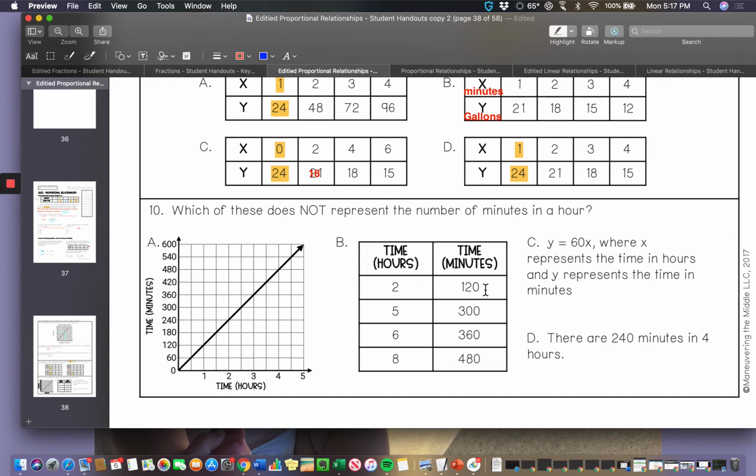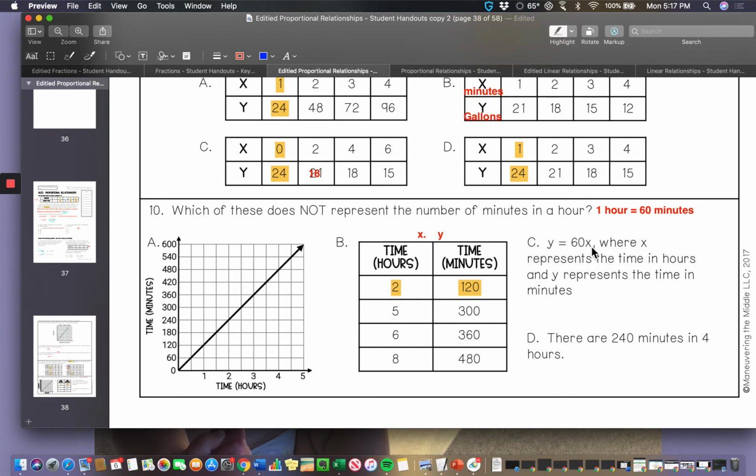For B, well, if I take Y and divide it by X, so X is going to be time and Y is going to be minutes, so I could take 120 and divide it by 2. And if I get 60 per every one, this is going to represent the amount of minutes there are in 1 hour. Guys, remember one thing, that 1 hour is equal to 60 minutes. So your constant should be equaling 60 each time. If your constant is equaling 60 each time, you're good to go.